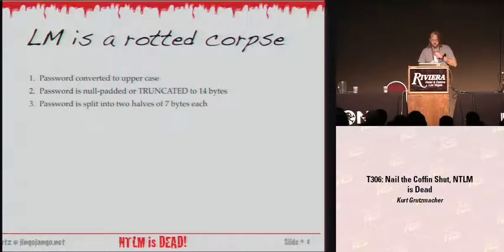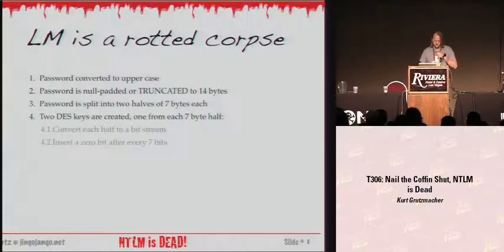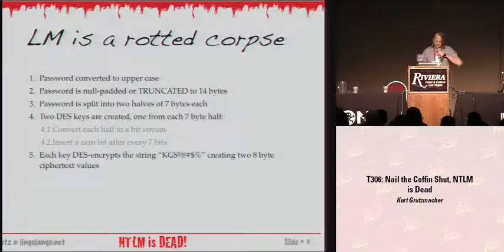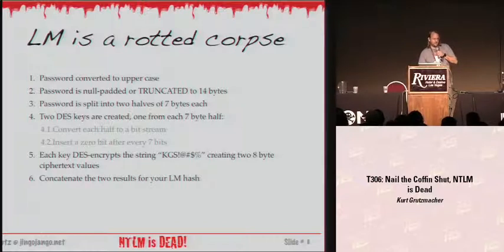It's going to split those into 2 halves of 7 bytes each. It's going to create some DES keys. It's going to convert each half to a bit stream, add a 0 bit, and then DES encrypt a standard string with each of those DES keys. And the result is your LM hash. Now, if you know cryptography even just a little bit, you can see many flaws in this. And honestly, that's all I'm going to talk about on that.